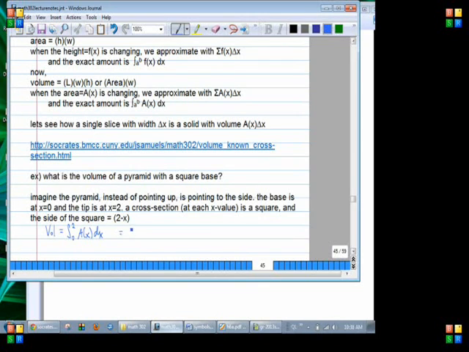Just to be more consistent, what's the length of a side? 2 minus x. And what's the area of the square going to be? 2 minus x, squared. Because that's just the area of a square. You take the side and square it.